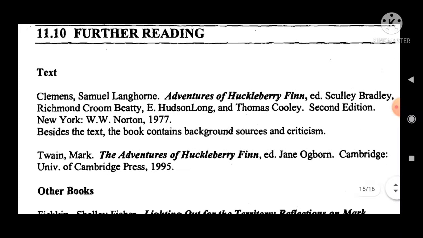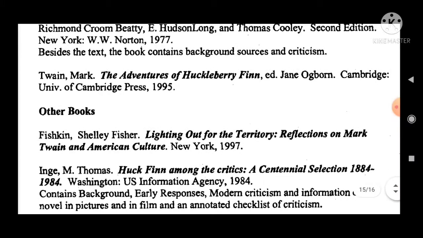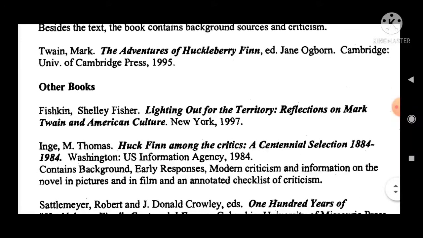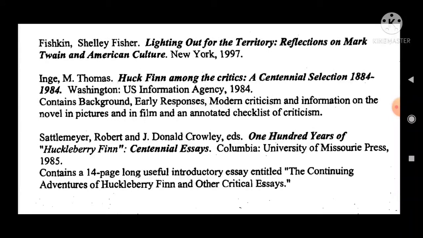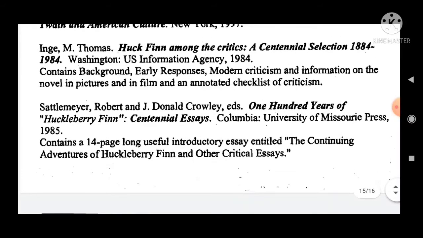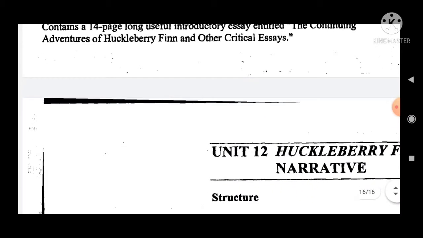Then further reading. Here is the text: Clemens, Samuel Langhorne, Adventures of Huckleberry Finn. Then other books: Fishkin, Shelley Fisher, Lighting Out for the Territory. Then Inge, M. Thomas, Huck Finn Among the Critics. Sattelmeyer, Robert and J. Donald Crowley, editors, One Hundred Years of Huckleberry Finn.